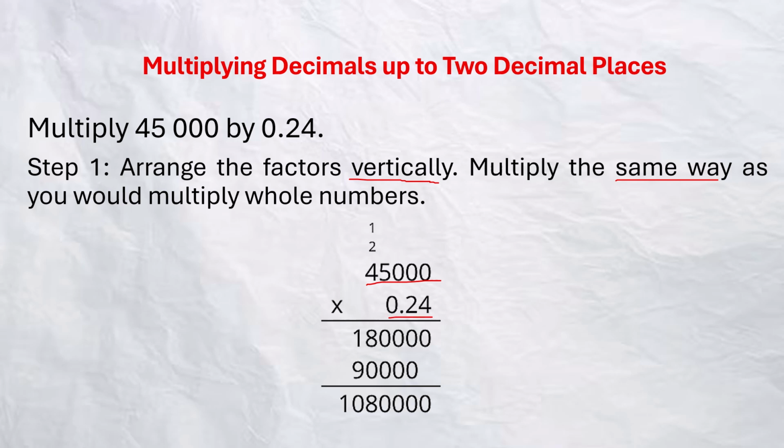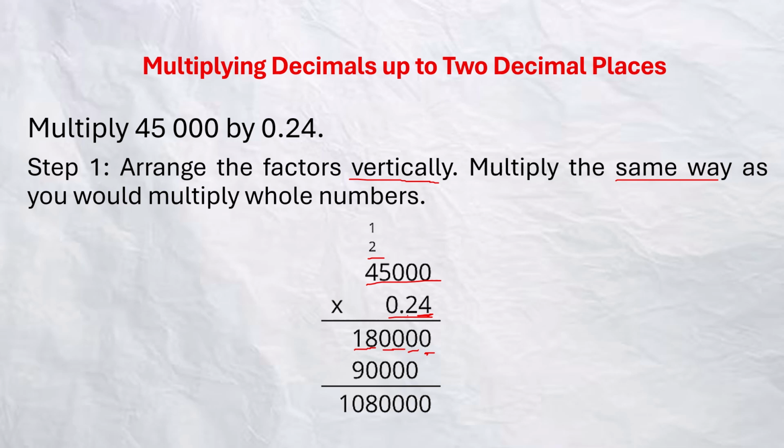So we start with the digit 4. 4 times 0 is 0. 4 times 0 is 0. 4 times 0 is 0. 4 times 5 is 20. So 0, regroup 2. 4 times 4 is 16, plus 2 is 18.